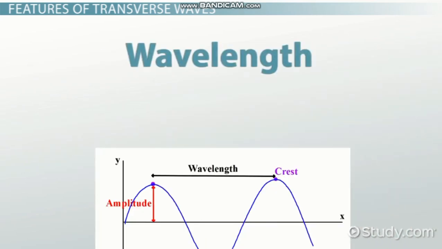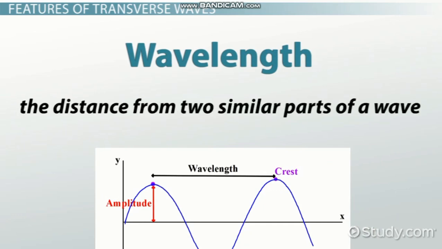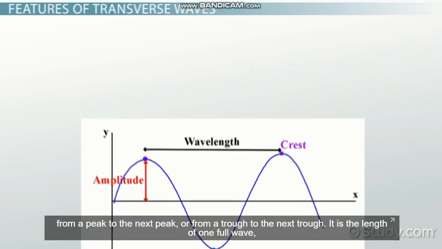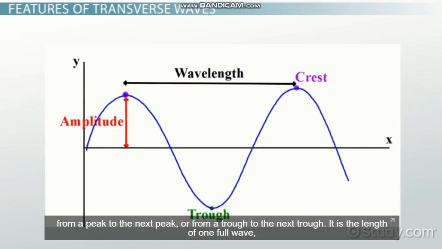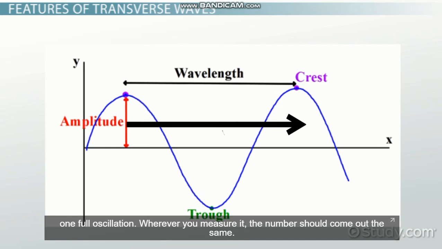Last of all is a wavelength. A wavelength is the distance between two similar parts of a wave, from a peak to the next peak, or from a trough to the next trough. It is the length of one full wave, one full oscillation. Whenever you measure it, the number should come out the same.